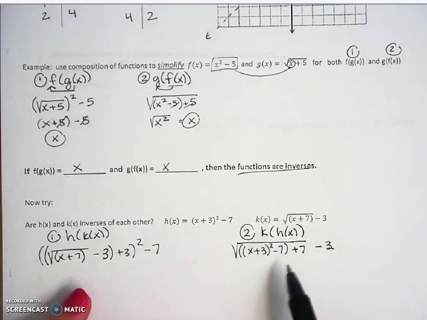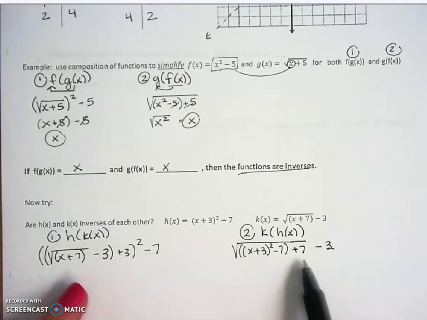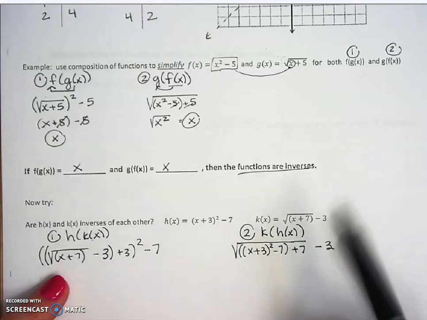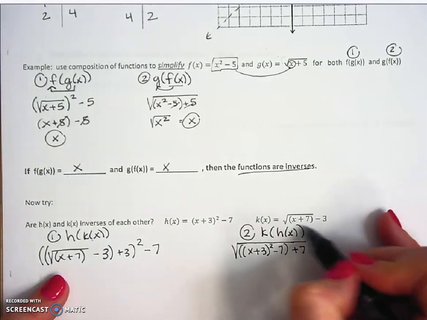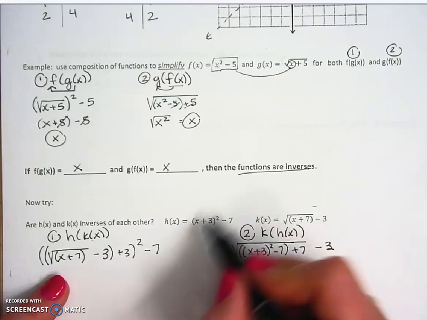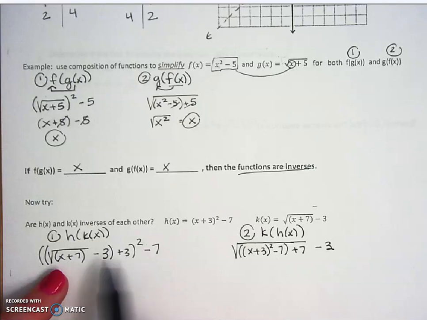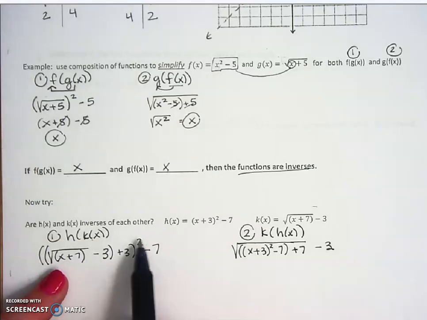Okay, so here I have my setup for each composition. In number 1, I have taken the k function and substituted into h. So I took all of this and substituted in here for x. So there's my k function there, and then the plus 3 squared minus 7.